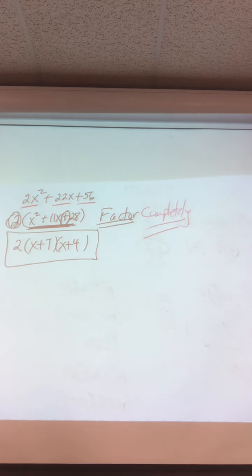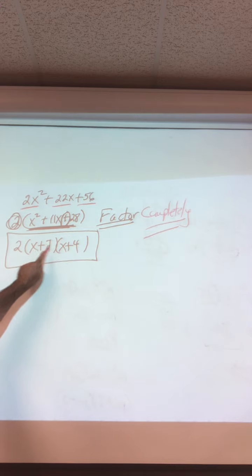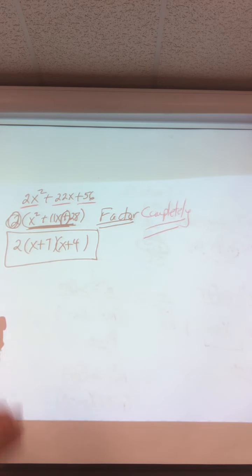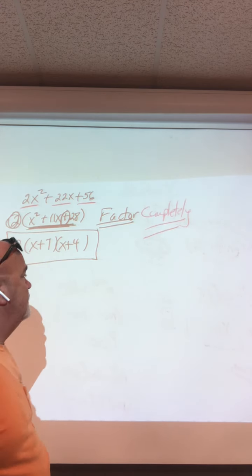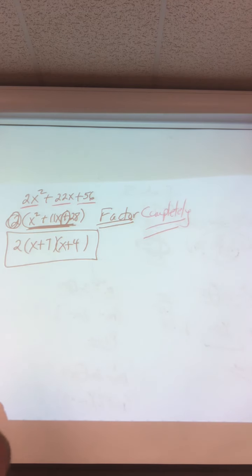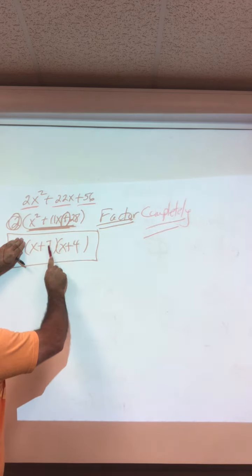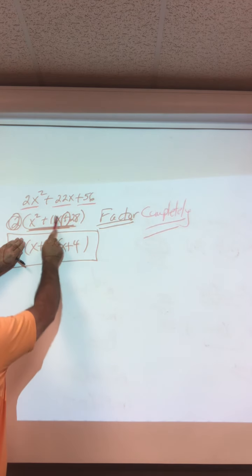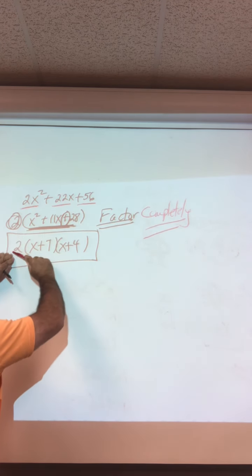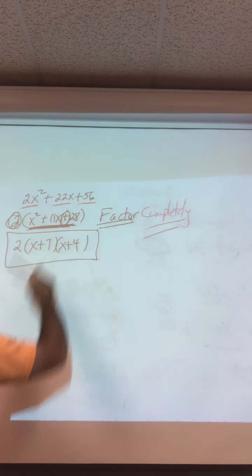So now what I've done is I have found 3 things that multiply together to give you this. Now you say, Mr. Runner, how would I check this? If I check this, this is probably what I'd do. I'd FOIL this first and make sure that it gives you that. And then distribute the 2, and then it'll give you that.